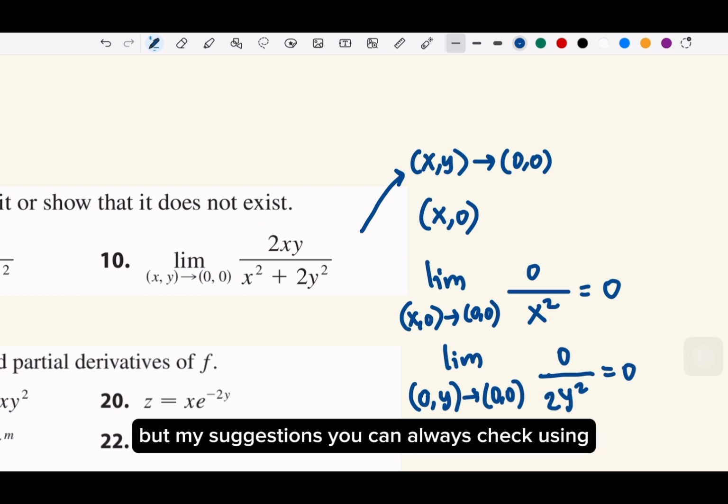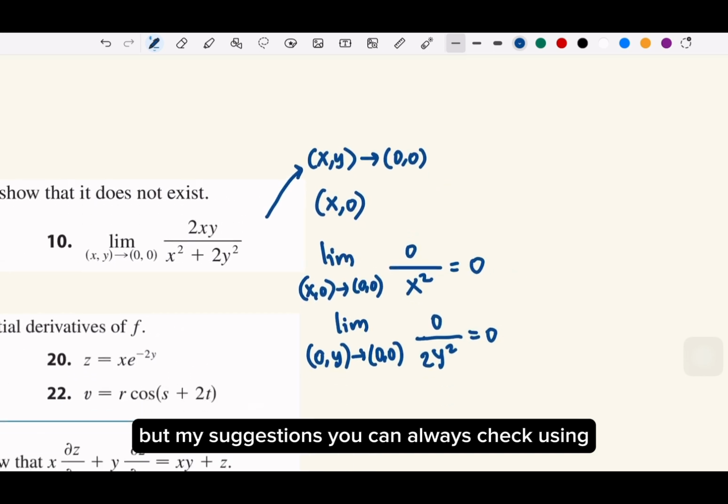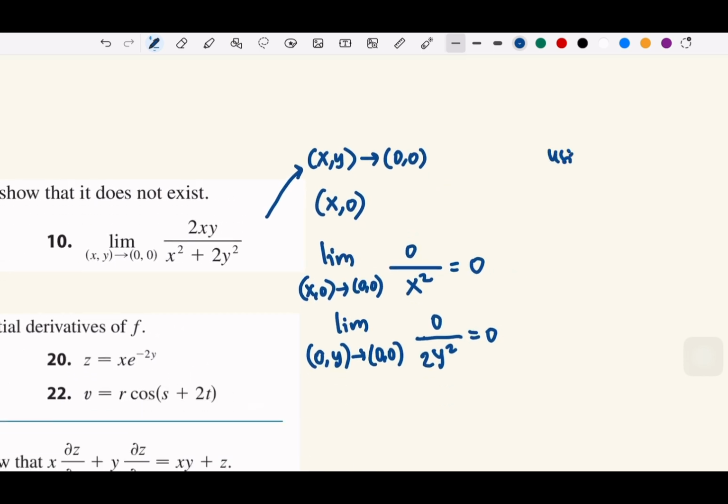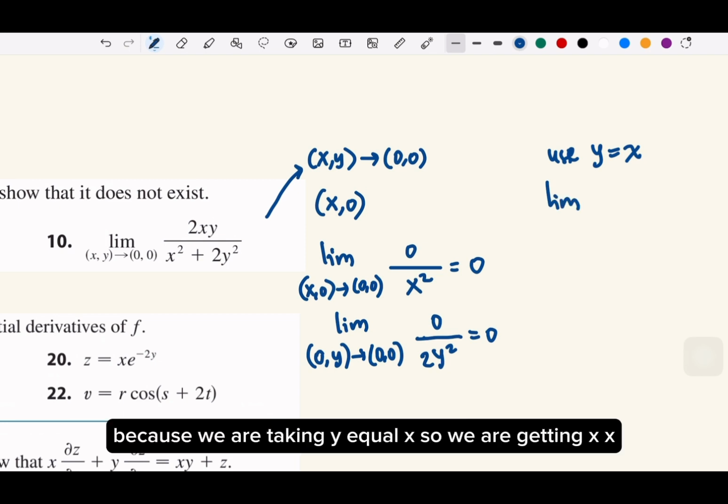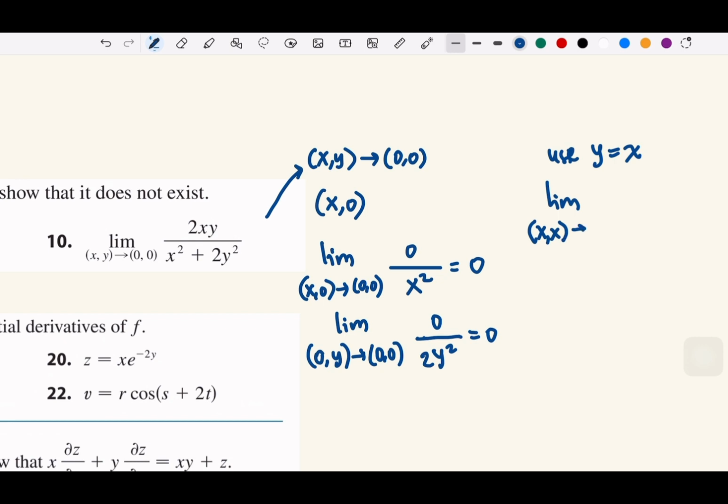But my suggestion is you can always check using y equal x. Use this function. It's still a simple function. So we could state the limit, because we are taking y equal x, so we are getting x.